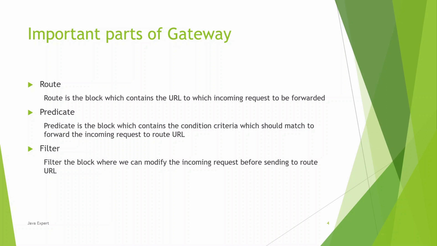Then filter is a block where you can modify your incoming request. For example, if the incoming request is coming with some parameter and you want to modify that parameter, we can do that in the filter block, right? So these are the main parts in Spring Cloud API Gateway.